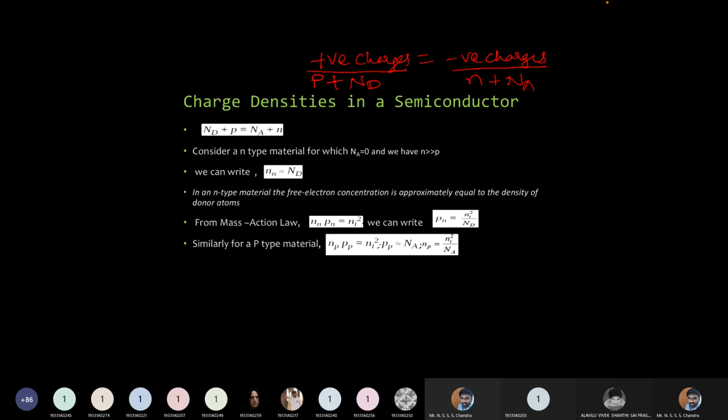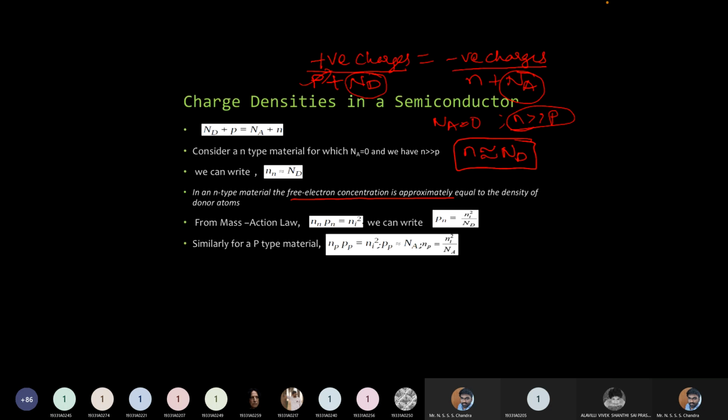Now if we consider only N-type material, what happens? In N-type material, we have only donor type of impurities. We do not have any acceptor impurities, so Na is equal to 0. And also in an N-type material, we have seen that N is greater than P, so I can neglect this P also. Now I can write that N is nearly equal to Nd. So in an N-type material, the number of free electrons is equal to the number of donor atoms. This is the concentration. So in N-type material, free electron concentration is approximately equal to the density of donor atoms.